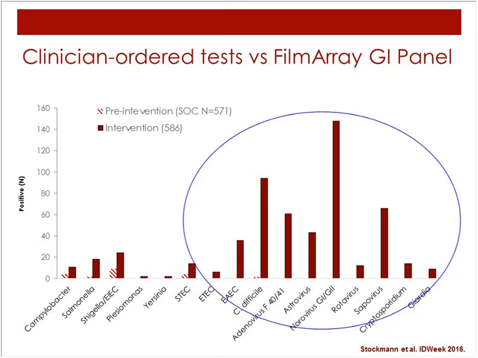were detected in the post-intervention group, including a significant number of viruses, basically all of the noroviruses, all of the rotaviruses, and also plenty of cases of C. difficile, and even some parasites, so some Cryptosporidium and Giardia were also detected.